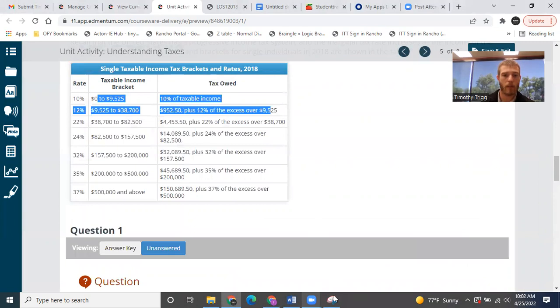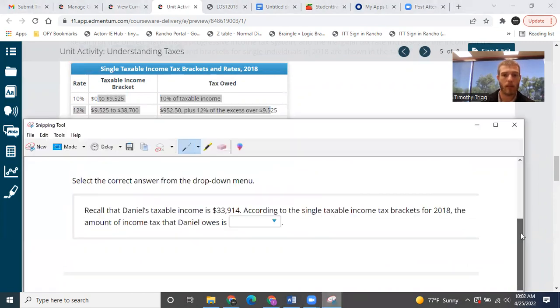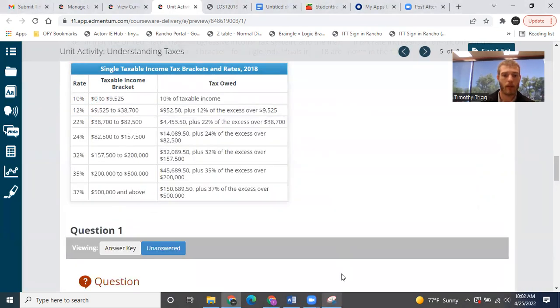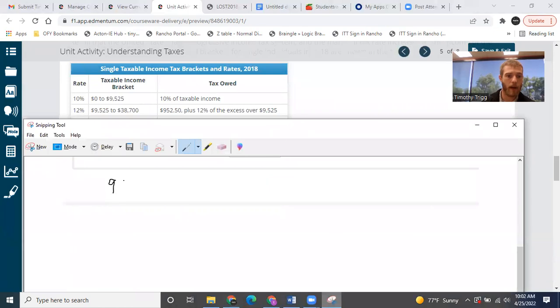Okay, so according to this, his first $9,525 gets taxed at a rate of 10%. So we're going to multiply by 0.10. Again, change the percent to a decimal by moving the decimal point over twice. Okay, let's figure out how much that is. So I got my calculator here, and I'm going to multiply that together.